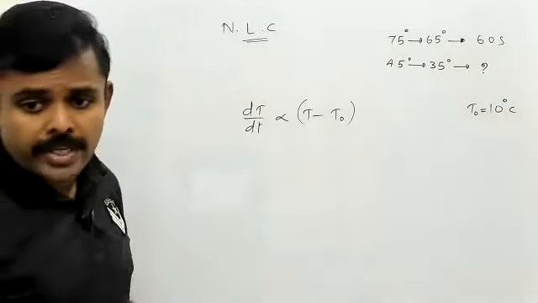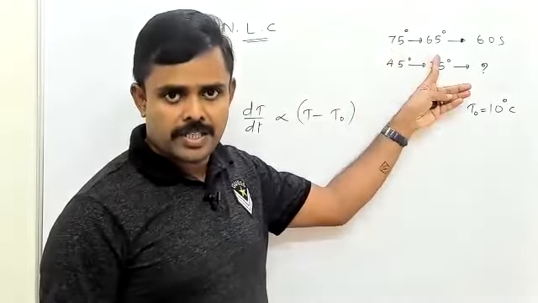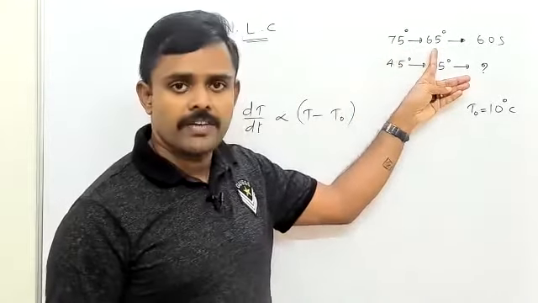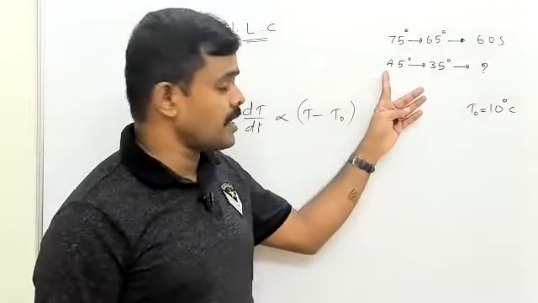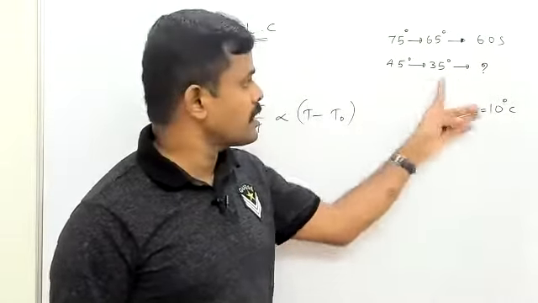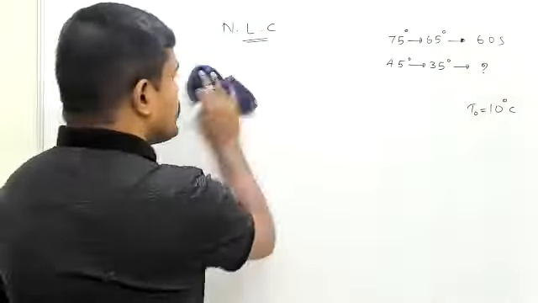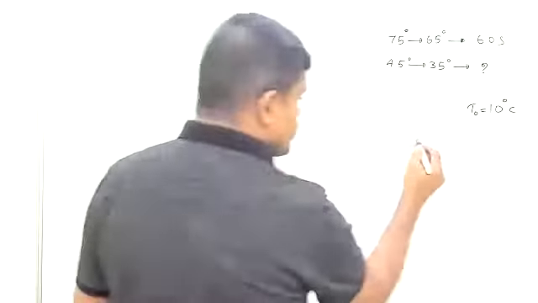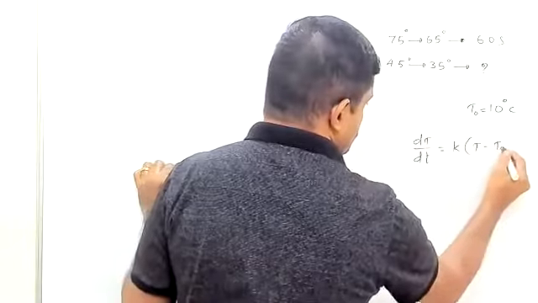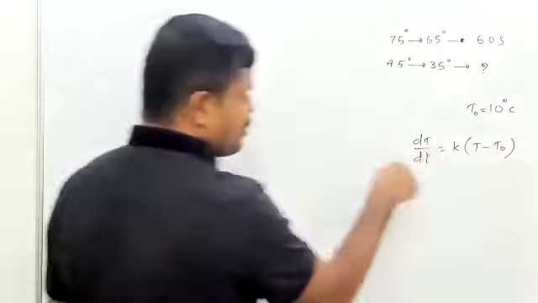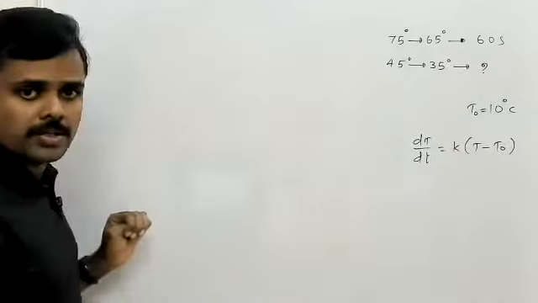So hope you understood this. This is Newton's law of cooling. I'll do an example question. 75 degrees Celsius to 65 degrees Celsius. It cools down to 65 in 1 minute, 60 seconds. How long does it take to go from 45 to 35? 10 degree drop. Atmospheric temperature is given. This is the equation. Keep this in mind. dT by dt is equal to k into T minus T0. This was actually dT by dt proportional to T minus T0. But I am removing the proportionality by putting a constant.